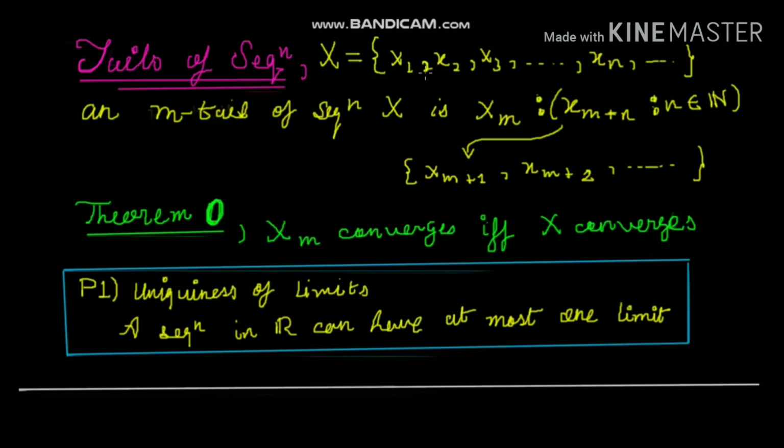So I've written down the definition over here. Sequence X, and M tail of sequence X is denoted by X of M, M in subscript. It is the M tail of a sequence X.